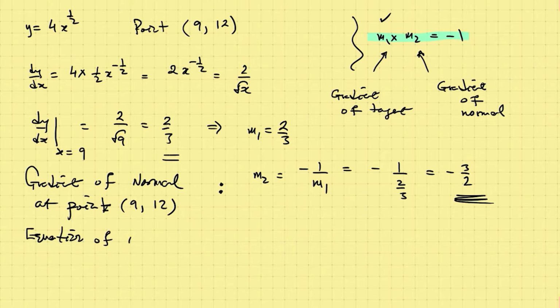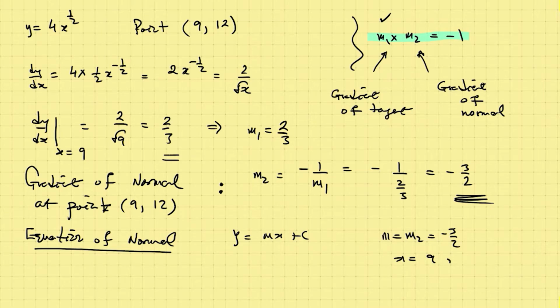The equation of normal, because normal is a straight line, is going to be of the form y equals mx plus c. In this case, m is the gradient of the normal, so m is m2, which is minus 3 over 2. And the point (x, y) is going to be x equals 9, like we saw in the last example, and y equals 12. So I'm going to sub all of that into my equation, and I get 12 is equal to minus 3 over 2 times 9 plus c.